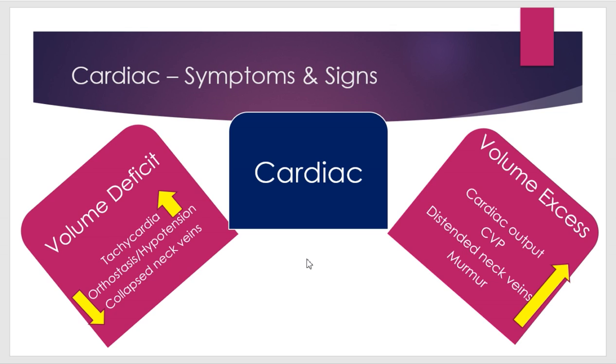Whereas in volume excess, the cardiac symptoms could be an increase in cardiac output, an increase in central venous pressure, and neck veins that are usually distended, and a murmur may be present. Appearance of a murmur in volume excess, pulmonary edema, and all these things, finally affecting the cardiac side, leading to the presence of a murmur and increased CVP.